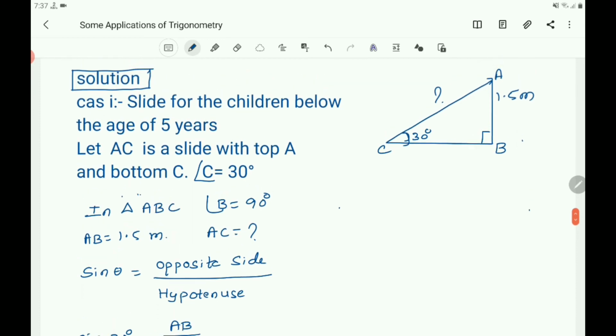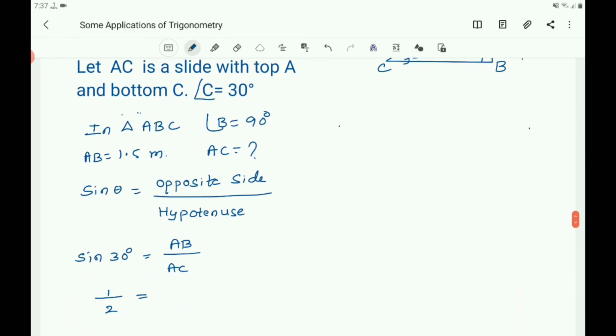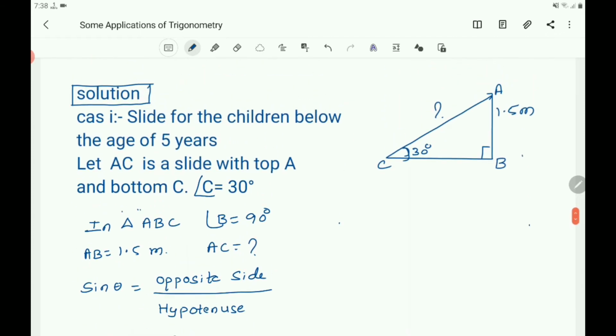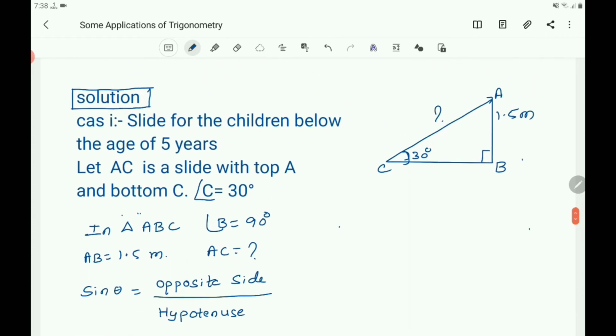And what is the value of AB? It is given as 1.5. So 1 by 2 equals 1.5 by AC. So AC equals 1.5 into 2, that equals 3 meter. Here the length of the side is 3 meter.